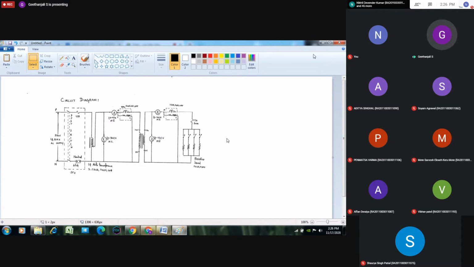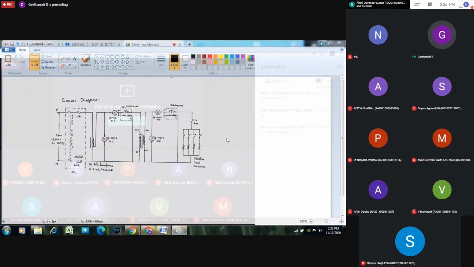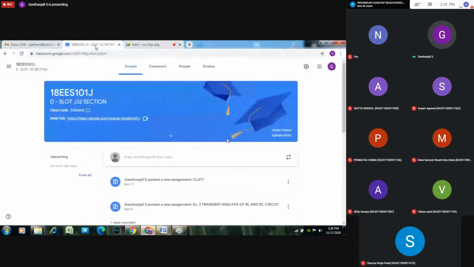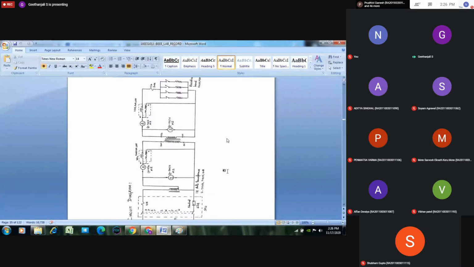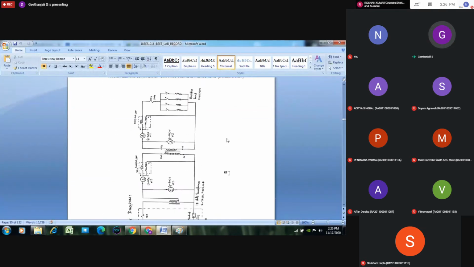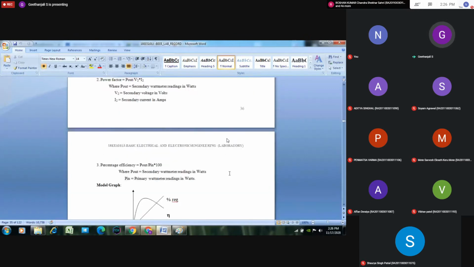So this is the main circuit. With this only we are going to work in the E circuit. All of you open the E circuit. Then I will tell the procedure, how to do it. Then this is the circuit diagram. After this, there is a circuit diagram. Then everything they have given.